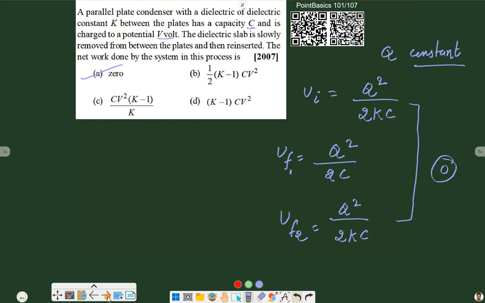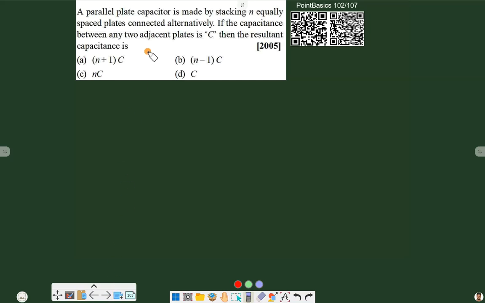Moving to next question. A parallel plate capacitor is made by stacking equally spaced plates connected alternately. If the capacitance between two adjacent plates is C, then we have to find what will be the resultant capacitance. So we have set up something like this, that we have alternate plates connected.